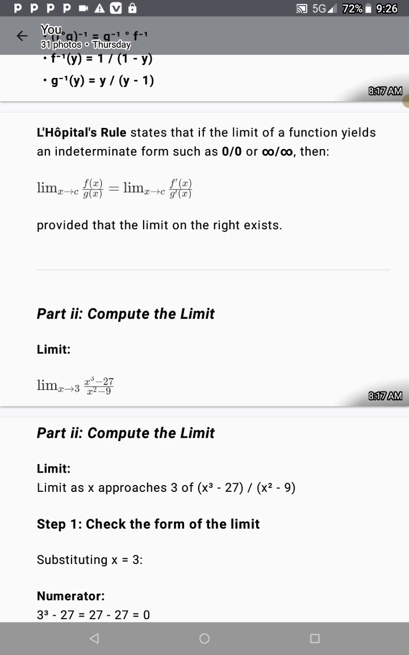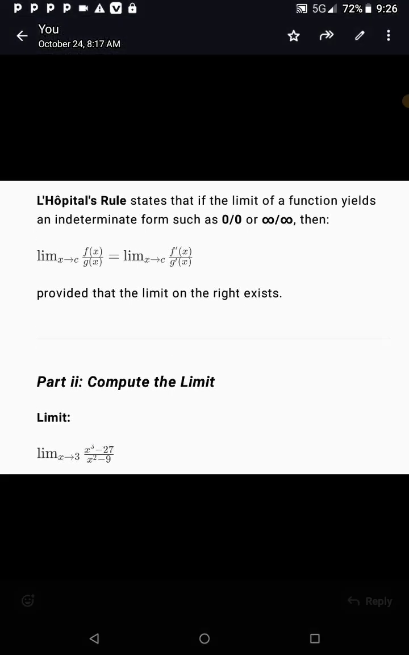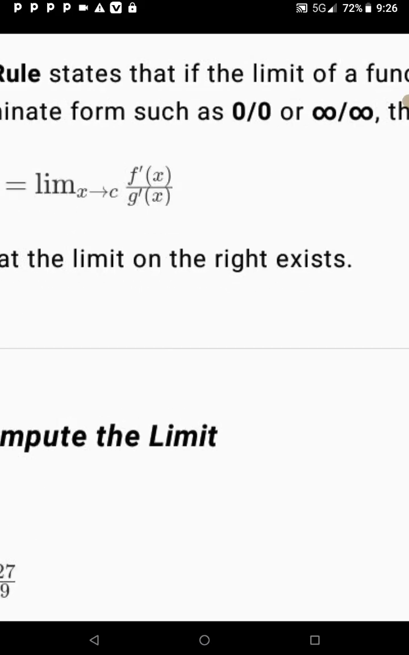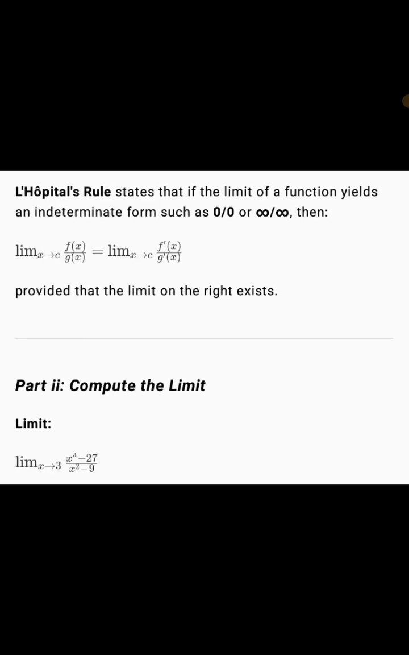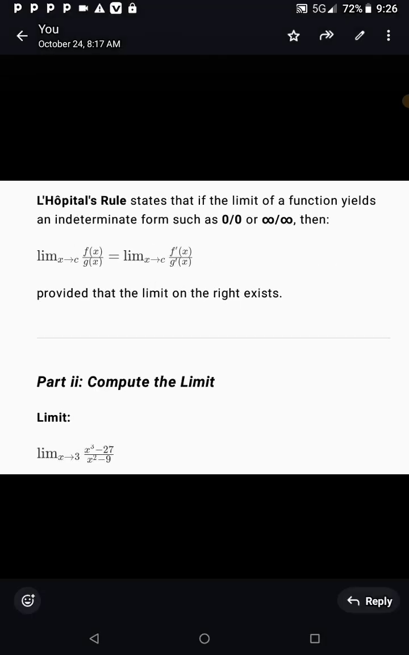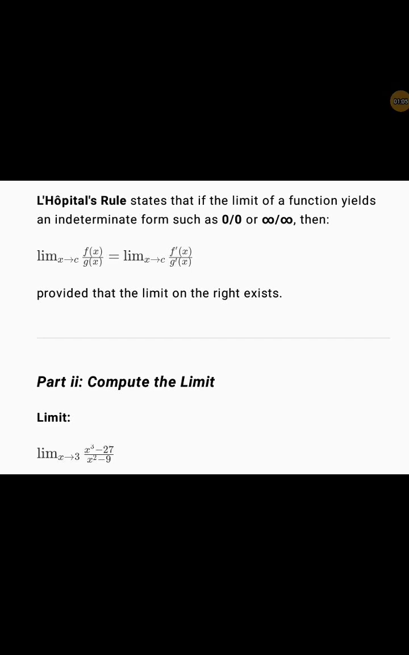That is, provided that the limit on the right-hand side exists, the limit where we put the derivatives. But if the first derivative doesn't work, you go for the second derivative, you go for the third, you go for the fourth. For those of you that don't know what the theorem is all about, this is L'Hopital's rule. This is the theorem.